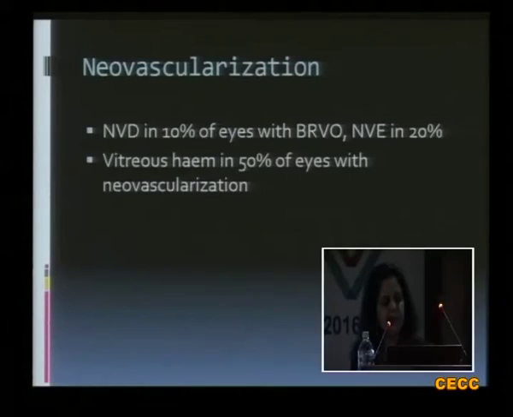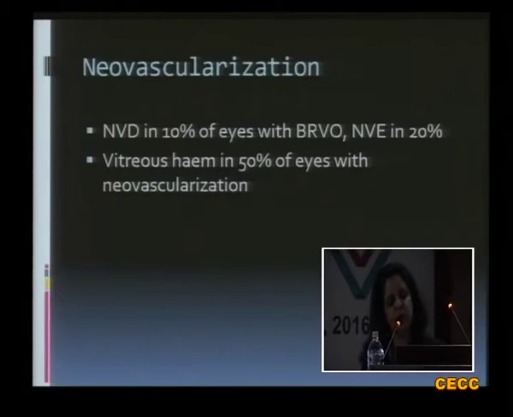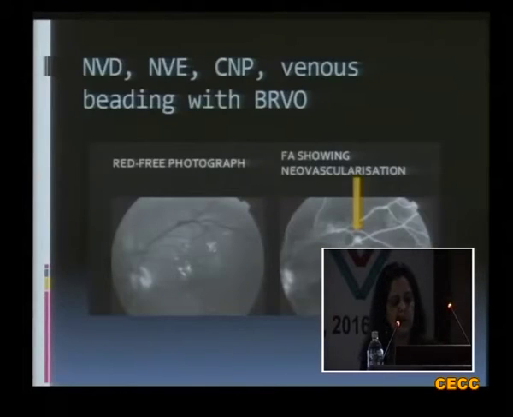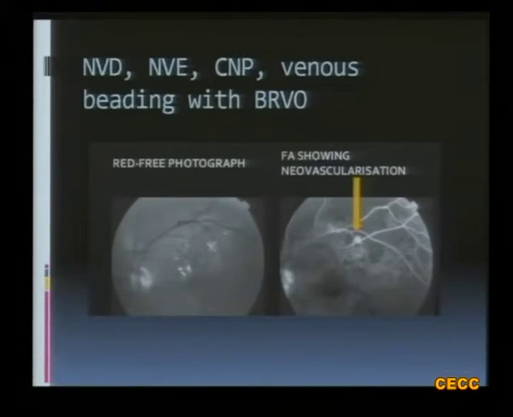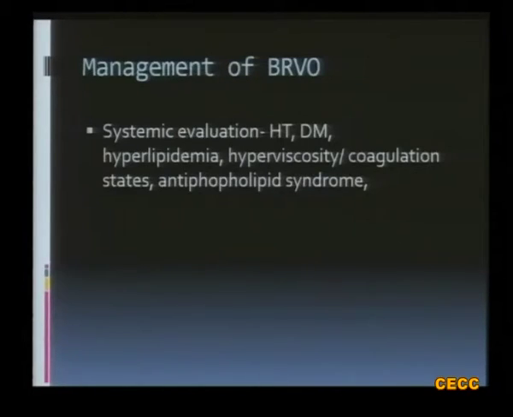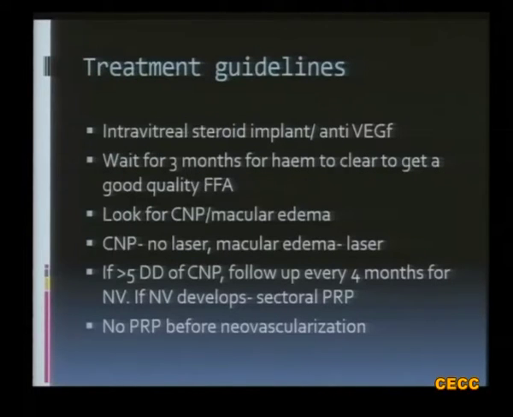So, another thing that you look for in cases of BRVO is NVD, and this is seen in 10% of eyes with BRVO, and in 20% of cases NVE is seen. So this is also what you look for, apart from areas of capillary non-perfusion, and this helps you in the management of your case. Because this is how you manage based on your investigations.